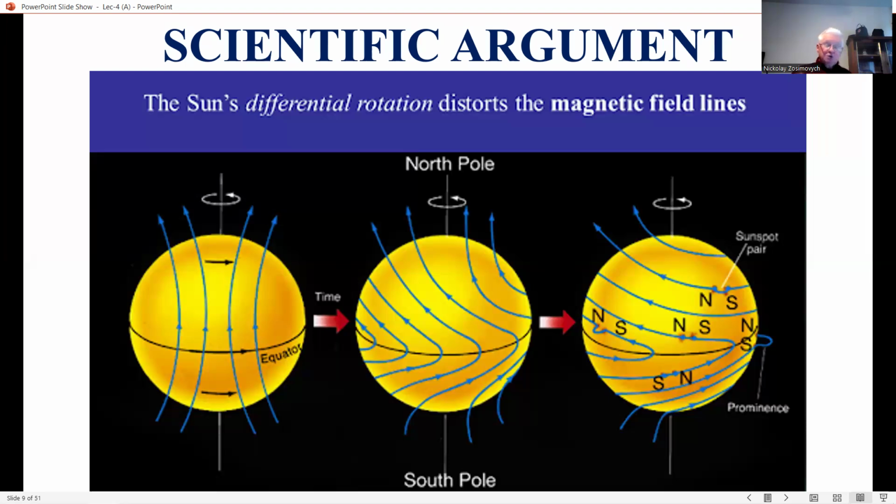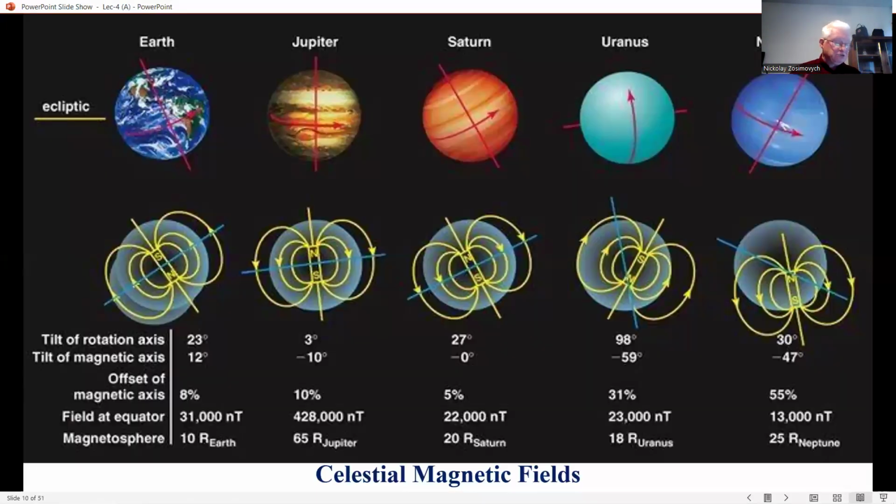If the sun didn't rotate differentially, with its equator traveling faster than its higher latitudes, then the magnetic field might not get wound up. And there might not be a solar cycle. Twisted tubes of magnetic field might not form and rise through the photosphere to produce prominences and flares.